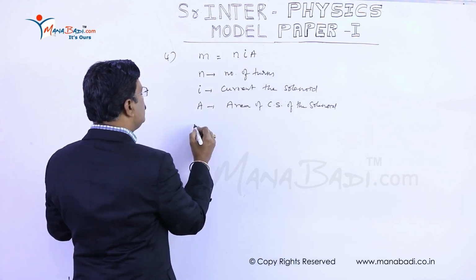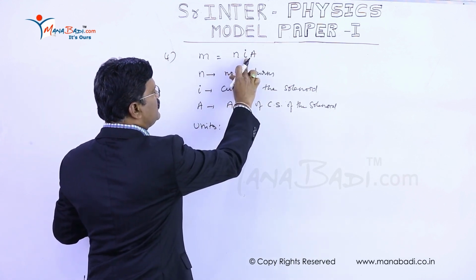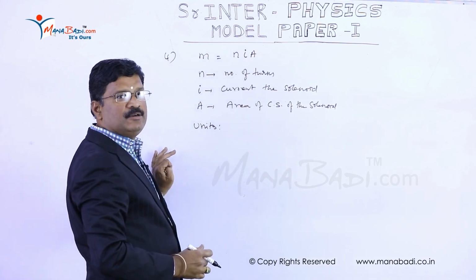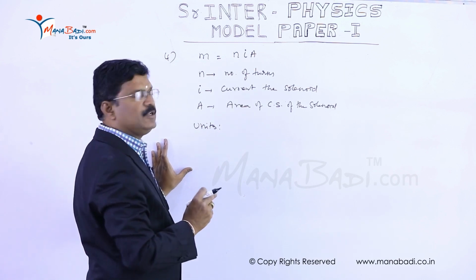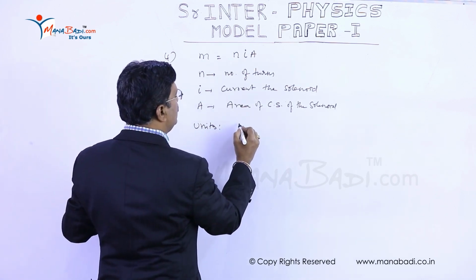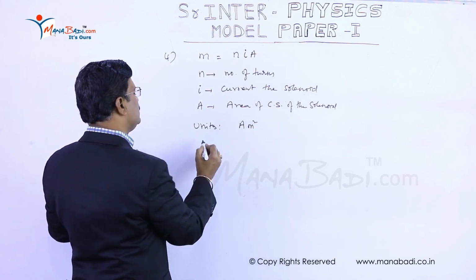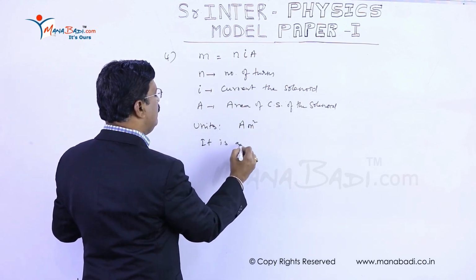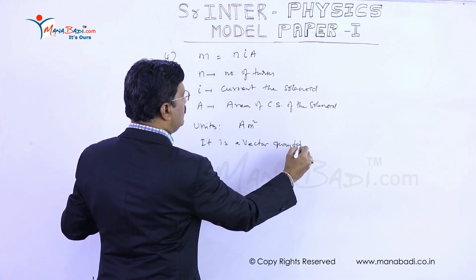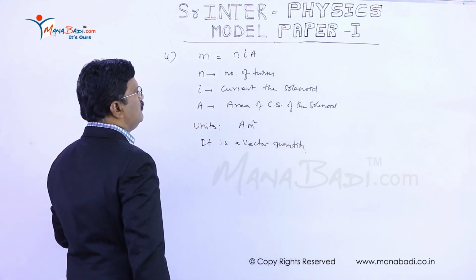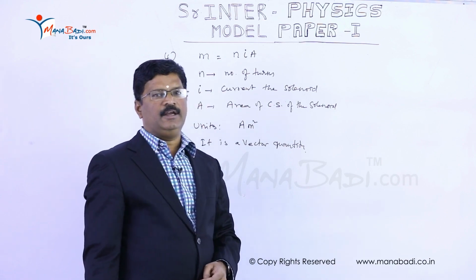Now if we see the units here: number of turns has no units, current is expressed in ampere, and area is expressed in meter square. Therefore, the unit of magnetic moment is ampere into meter square. It is a vector quantity. So the magnetic moment is given by the formula M = NIA.